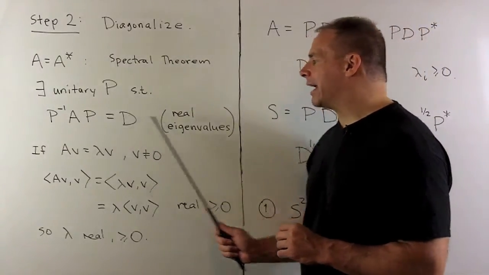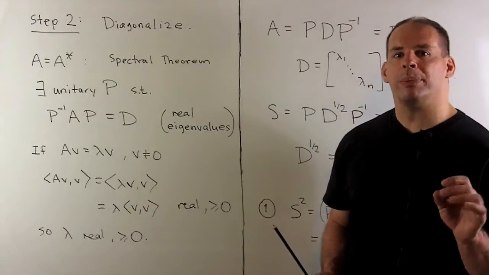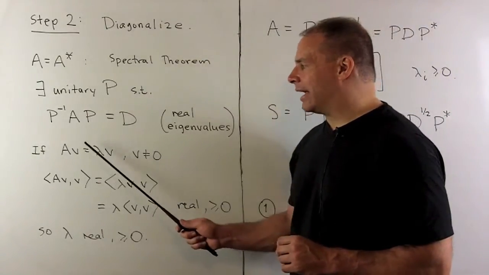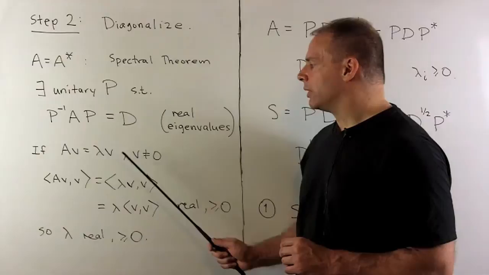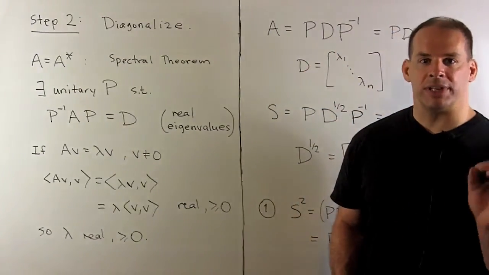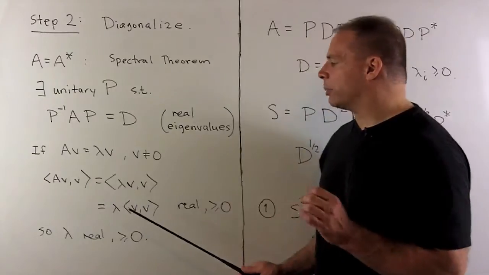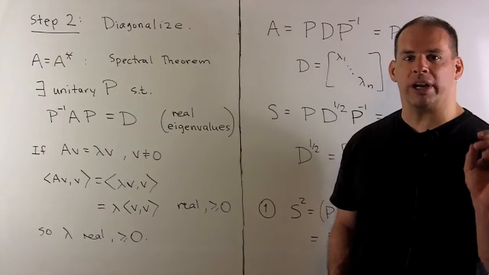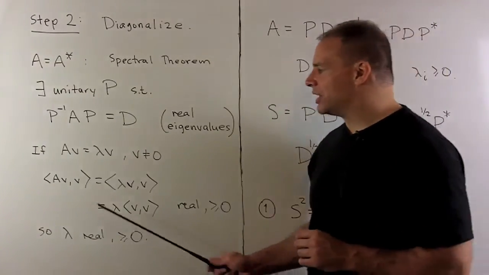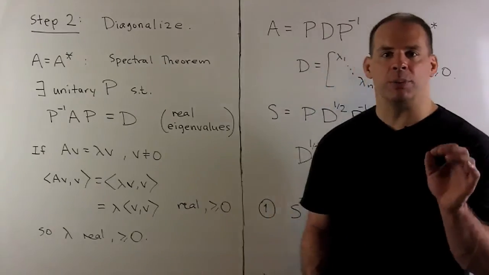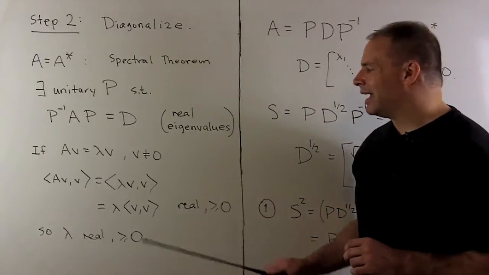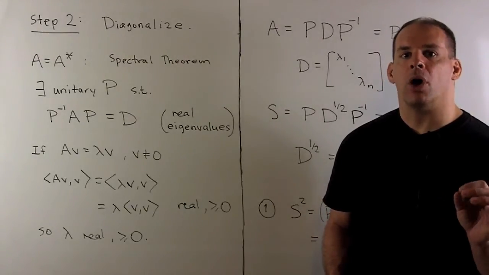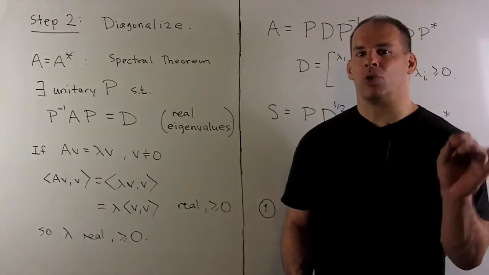Now, those real eigenvalues are going to be greater than or equal to zero by our positive semi-definite condition. So if we take eigenvector V for eigenvalue lambda, we'll say V is non-zero. If we take the inner product of AV with V, it's the inner product of lambda V with V. We pull out the lambda, and then the inner product of V and V is real and positive. Since the inner product of AV and V is assumed to be real and greater than or equal to zero, lambda has to be real and greater than or equal to zero also. So all of our eigenvalues are real, greater than or equal to zero.